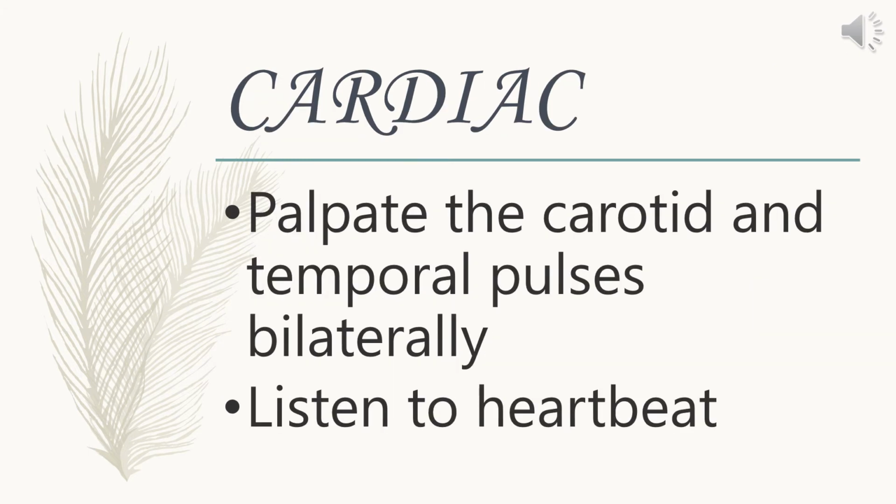And next is cardiac. How you can detect is there any abnormality in the cardiac? First you have to palpate the carotid and temporal pulses bilaterally. Then listen to heartbeat. You should know the normal values of the heartbeat. If it is low, then you have to report immediately to the doctor, and if it is higher, then there will be any abnormality in it and it should be reported.